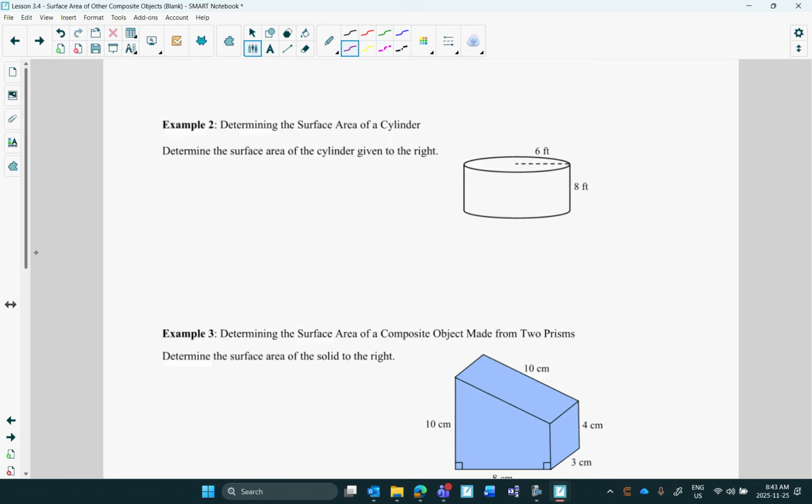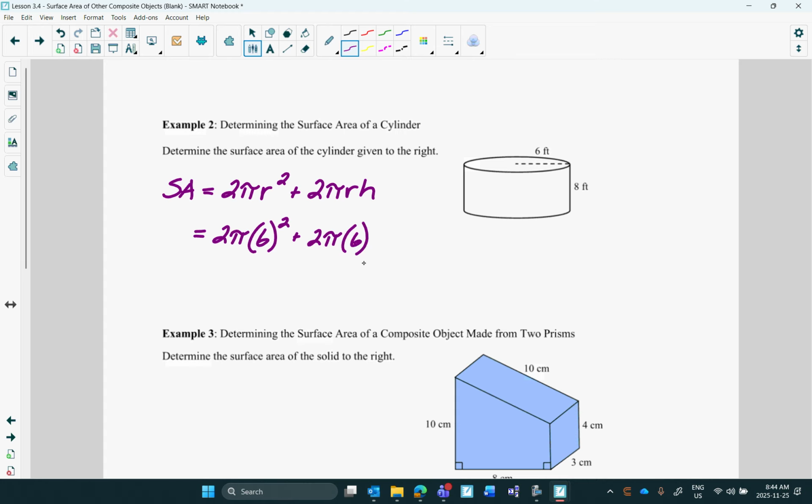Okay, this one, cylinder. Well, let's just write the formula: 2 pi r squared plus 2 pi rh. And then fill in what we know. So 2 times pi times what's the radius? 6. 6, so 6 squared plus 2 times pi times 6 again times the height, which is, what's the height? 8.